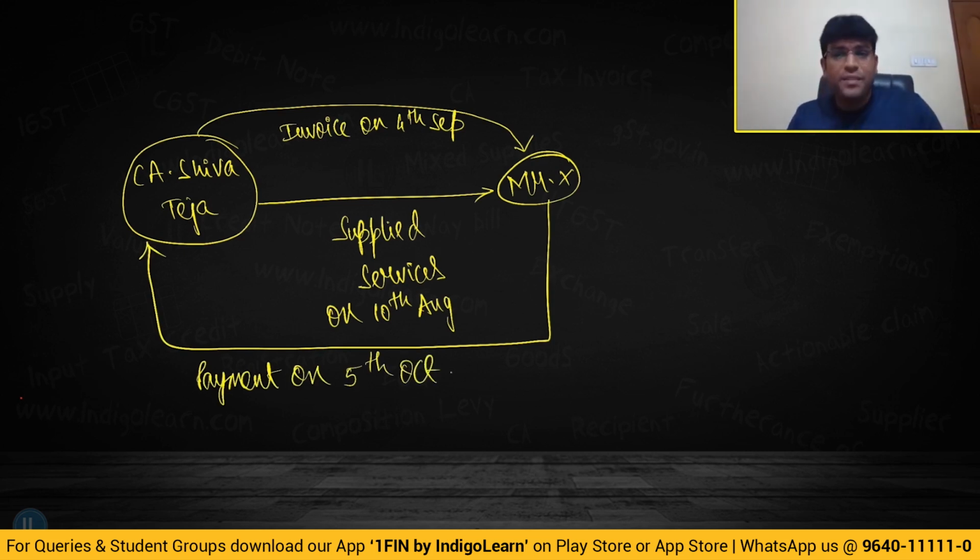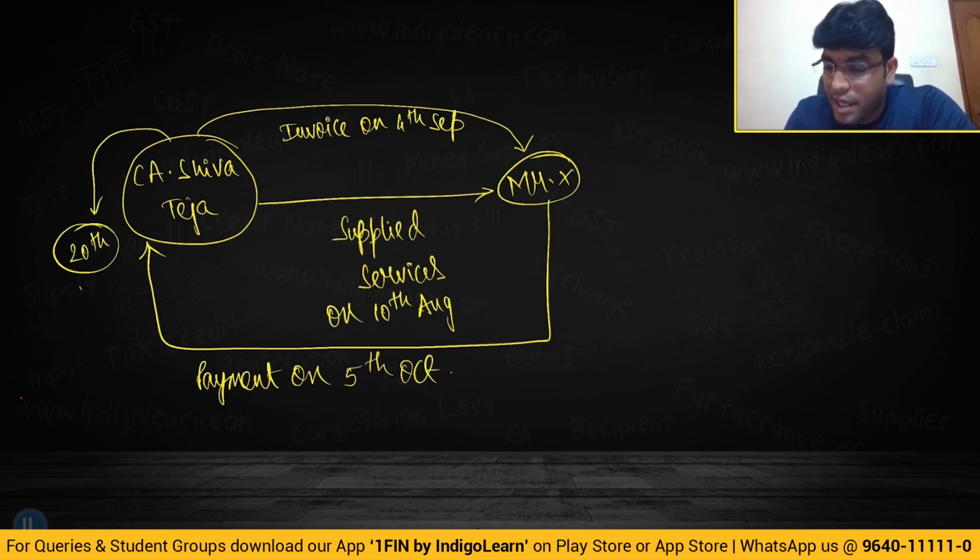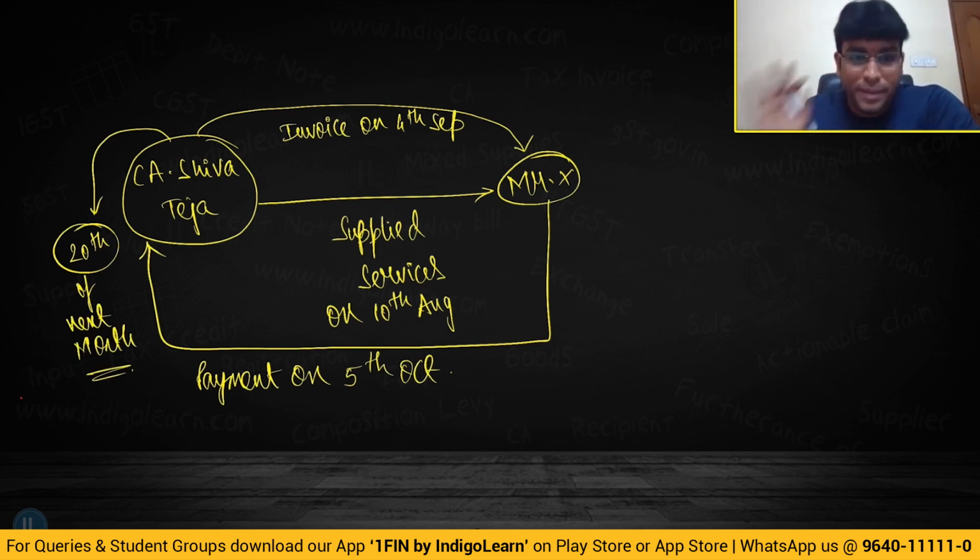So friends, if you observe carefully, look month-wise, instead of date-wise: which month is service given? Service is given in the month of August. Invoice is given in September. Payment has come in October. And from Shiva Teja's point of view, the due date for payment of tax is 20th of next month.